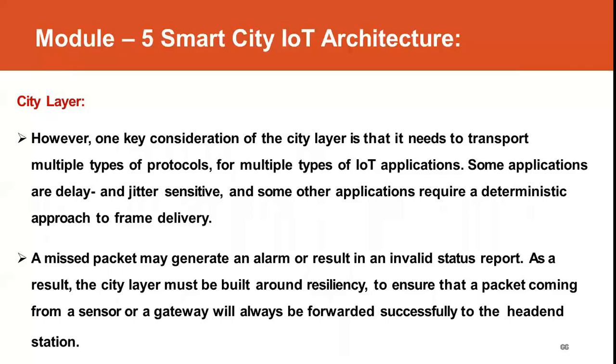A missed packet may be regenerated or the application will raise an alarm. If a frame is missed, it may result in an invalid status report. So a city layer must be built considering all these events so that it will be resilient. It also ensures that the packet coming from a sensor or a gateway is always successfully forwarded to the cloud or a head end station.